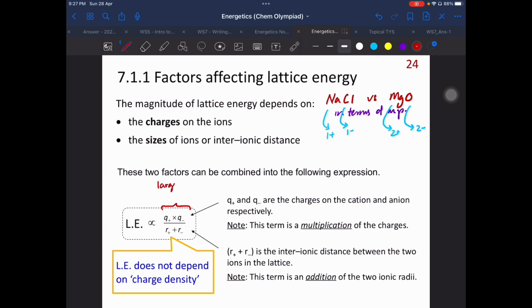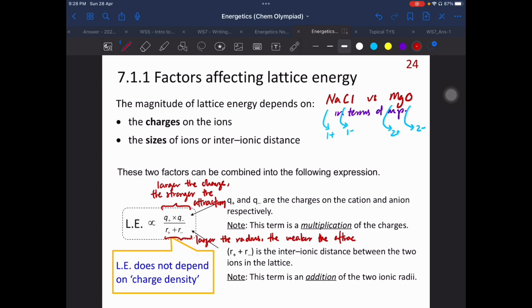the larger the charge, the stronger the attraction. Right, so this should be quite intuitive, I would say, and therefore your lattice energy will be even more exothermic. And then when we look at the denominator, we look at this idea of radius. So the larger the radius, the weaker the attraction. Now, why so?